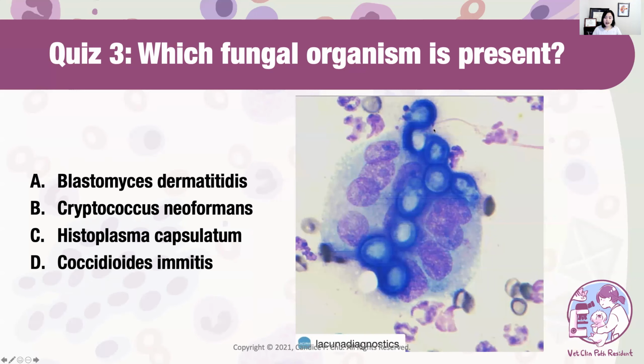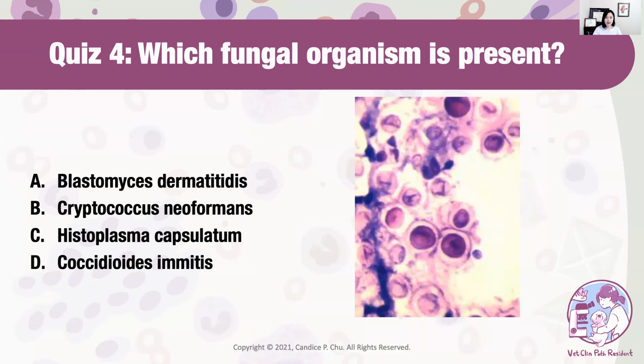So considering the size of the cell, this is a huge multinucleated giant cell. So that's why this is so big. But you have individual fungal organisms within the cells. And if you compare the size of the organism to the neutrophil outside the cell, you will notice that this is probably pretty much the same size as the neutrophil. So pick your answer.